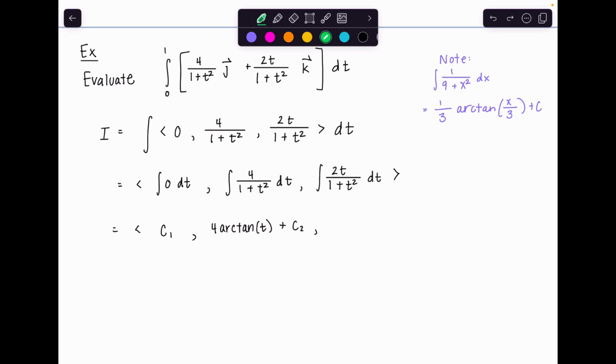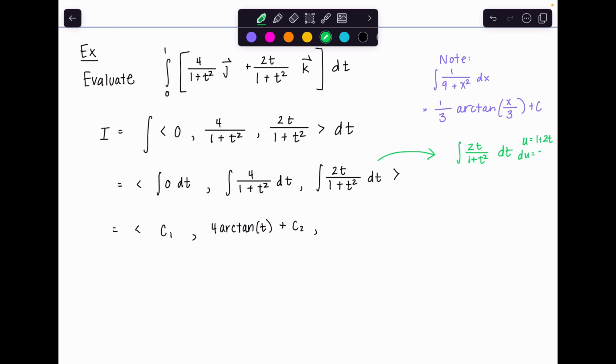So again, I don't like to mix it, and I don't want to put an integral here involving u when everything else is in terms of t. So I'm going to do this off to the side. We'll find the integral of 2t over 1 plus t squared. So it is a u sub. We let our u equal the denominator.